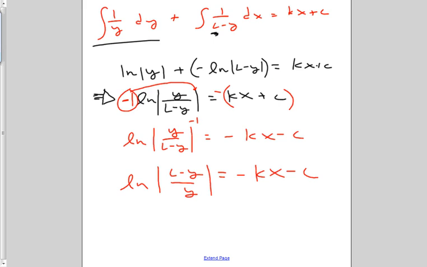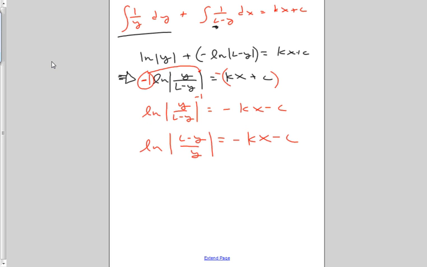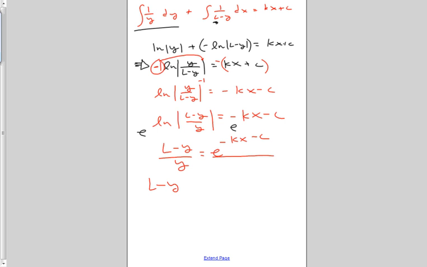Then we're going to raise both sides to the e, and we get L minus y over y equals e to the negative kx minus c. We're getting closer now. We can split the right-hand side as e to the negative c times e to the negative kx.